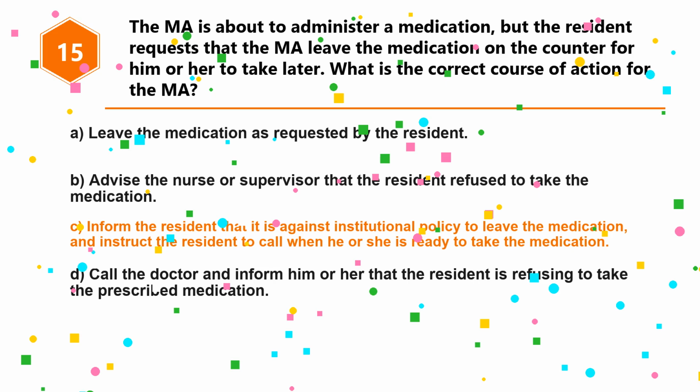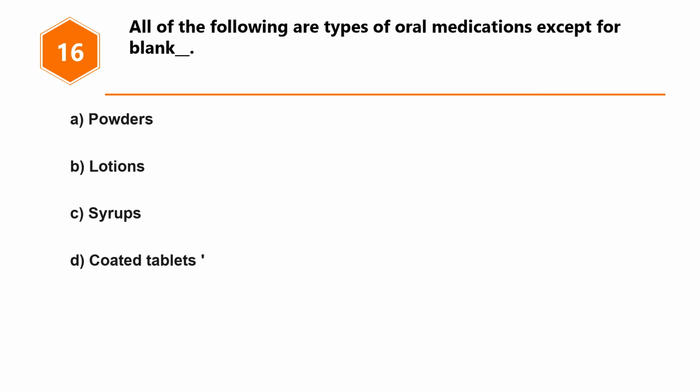The correct answer is option C. Inform the resident that it is against institutional policy to leave the medication, and instruct the resident to call when he or she is ready to take the medication. Question 16. All of the following are types of oral medications except for blank blank.